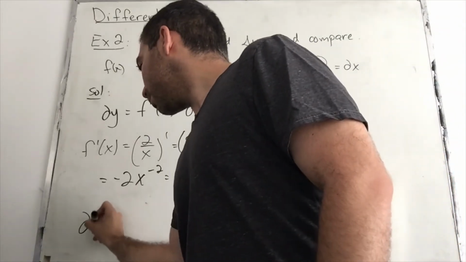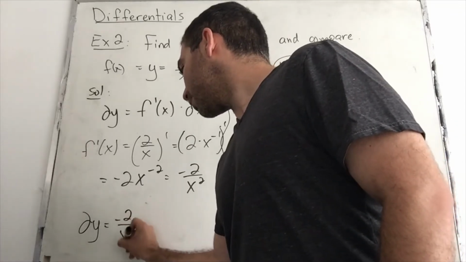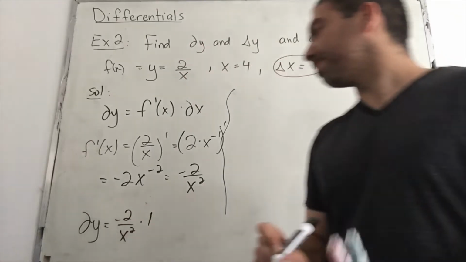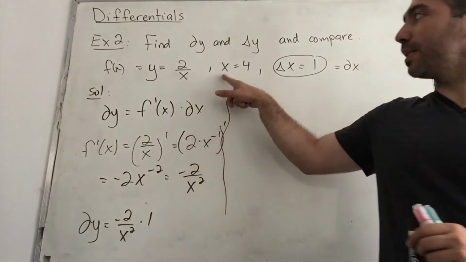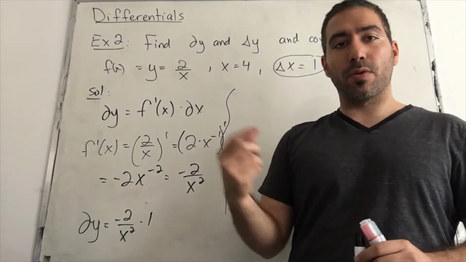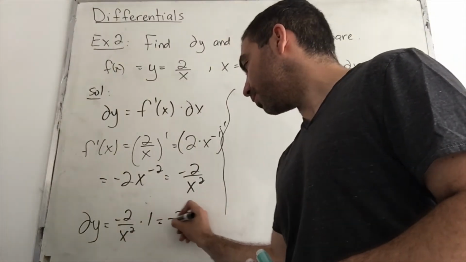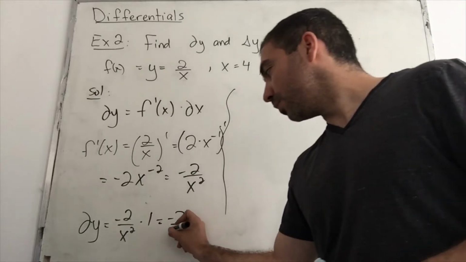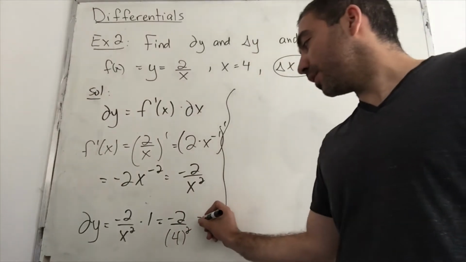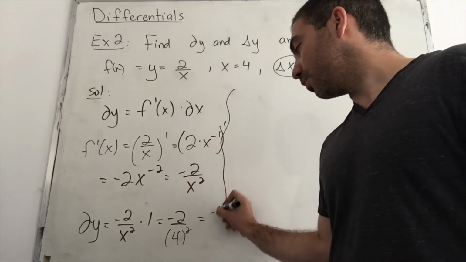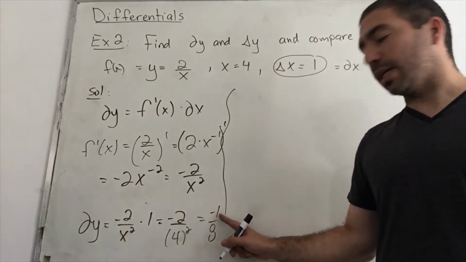So dy equals negative 2 over x squared times 1, from our formula up here. But we know that x is equal to 4, so we could actually find a numerical value for dy using the fact that x is equal to 4. So this is negative 2 times 1, it just stays negative 2, over 4 squared. So that's 16. This gives us negative 2 over 16, which is negative 1/8. So the value of dy is negative 1 over 8.